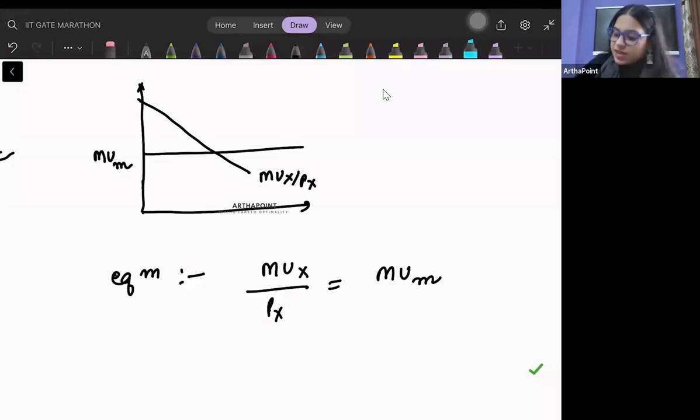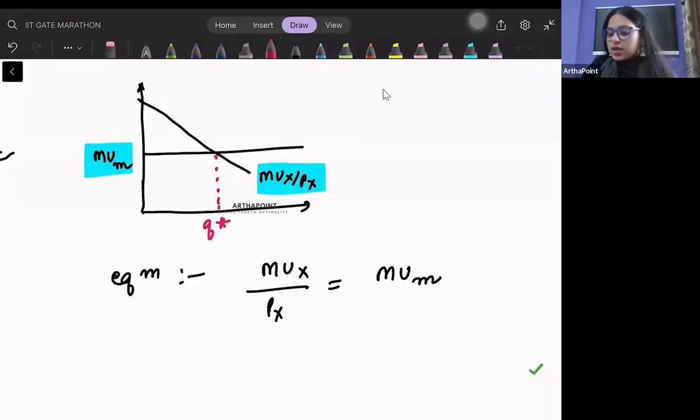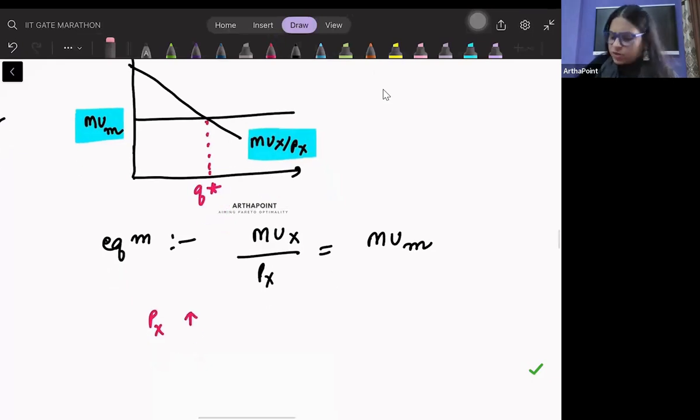And he said that wherever MUX by PX will be equal to MUM, where these two intersect, that is where I can go ahead and find my equilibrium. मैं यहाँ पर अपना equilibrium निकाल सकता हूँ. Then he asked, suppose the price of good X will increase, then what will happen? Any one thing you can take.